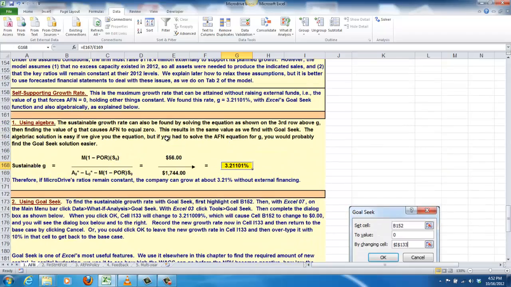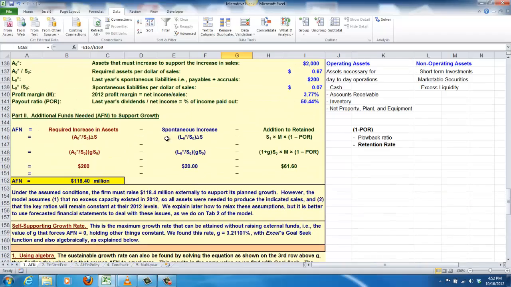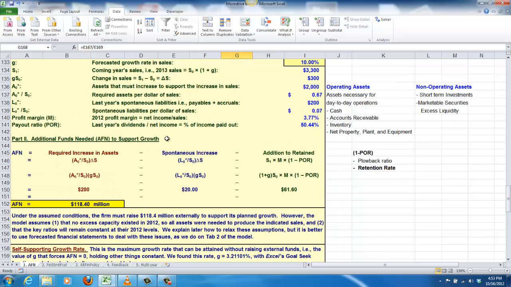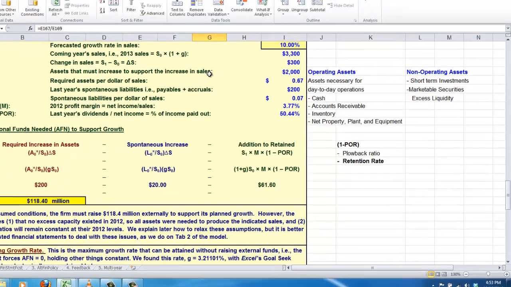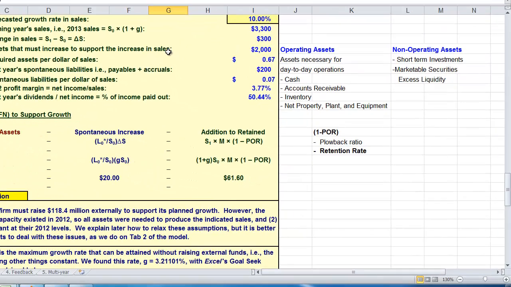The idea with the additional funds needed is that we're using all of our required assets needed to support an increase in sales at their full capacity. That's not always the case. If you just look around the classroom, there's a lot of empty seats, some days more than others, and that's excess capacity for us. We could actually increase the amount of quote-unquote production in our classroom by filling those seats with additional students. So we have excess capacity in the classroom.